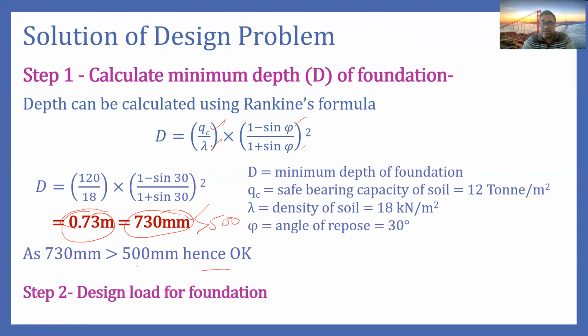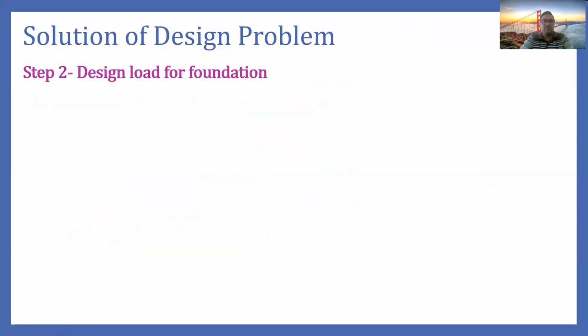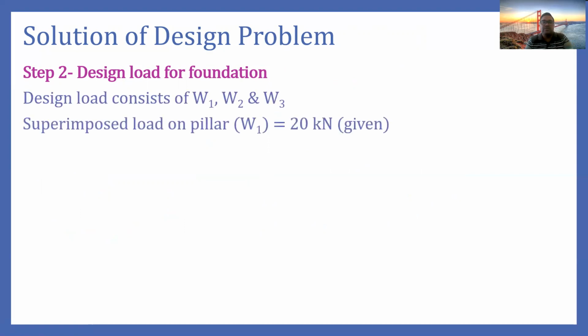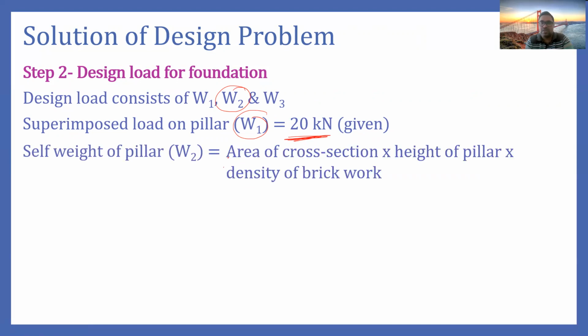Here we will calculate the design load for foundation, and design load consists of calculation of W1, W2 and W3. So W1 is already given in the question. W1 is the load supported by the pillar. So it is given that the column or pillar is supporting an axial load of 20 kilonewton. And W2 is the self weight of pillar. Now self weight of pillar can be calculated as area of cross section multiplied by height of pillar. This area of cross section multiplied by height of pillar is actually the volume of pillar.